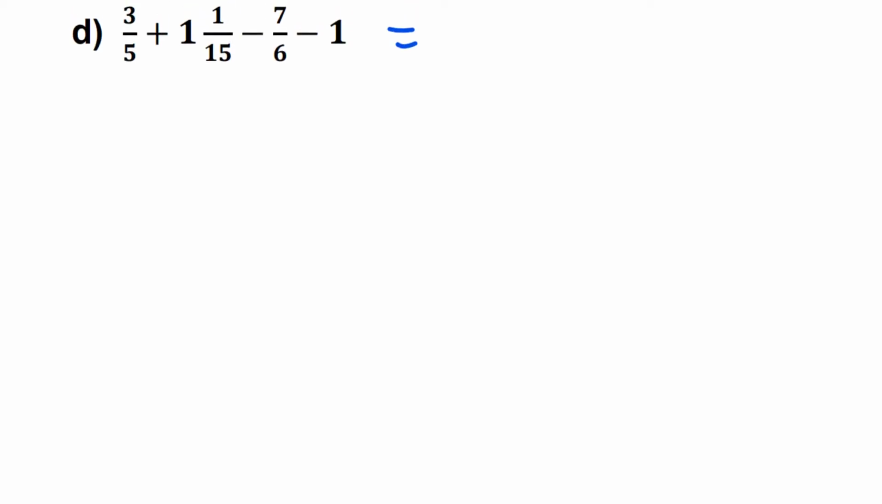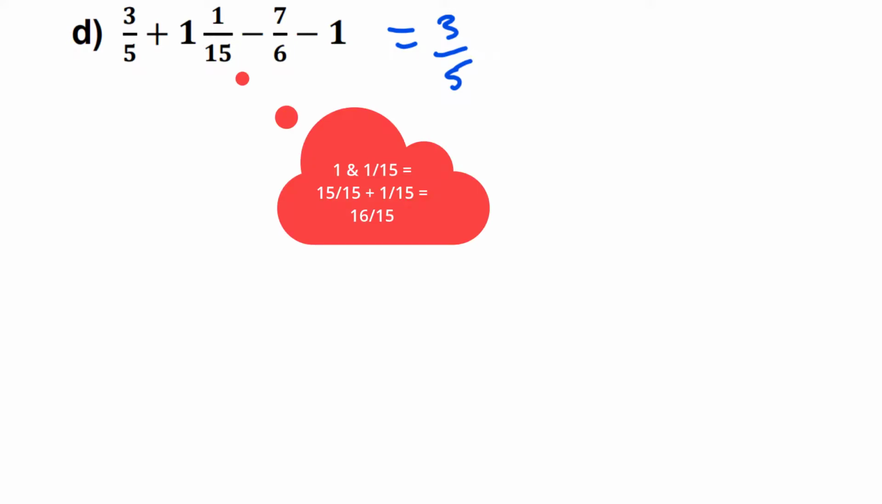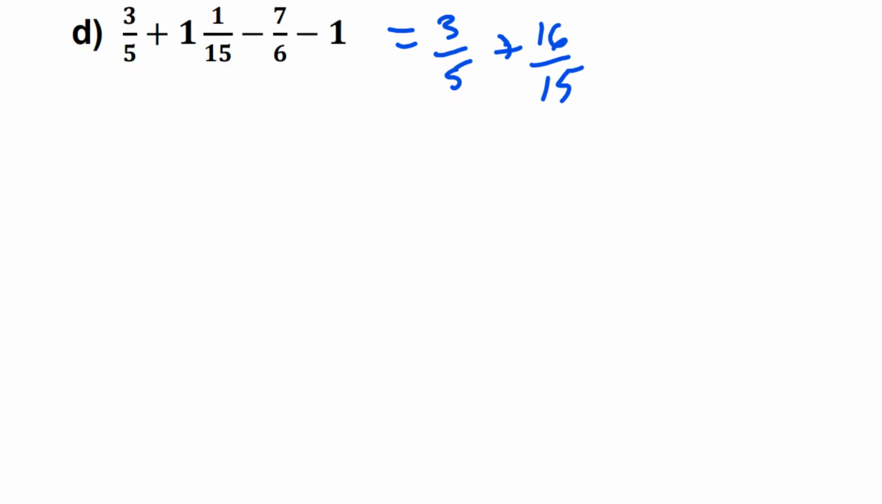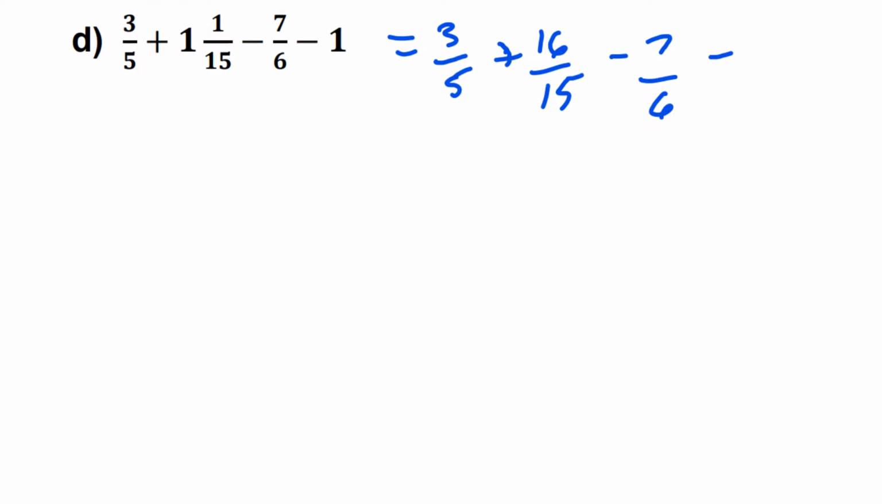So 3/5 we can just leave as is. And then the way we convert a mixed number to a fraction is we multiply the 1 and the 15th. So that would be 15 over 15, right? 1 is 15 over 15, and then plus 1/15. So that's really 16 over 15. That's 1 and 1/15. The 7 over 6 is already a fraction. And minus 1 is really 1 over 1.